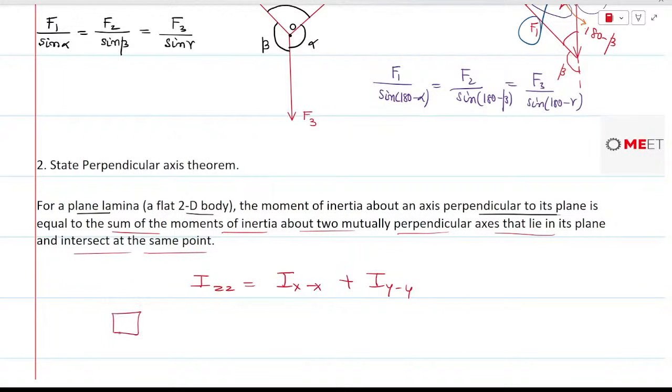So here, if the rectangle is given to us, this is the x-axis and this is the y-axis. The moment of inertia about the z-axis, the axis which is perpendicular to the plane, is the summation of the moment of inertia about the x and y axes which are lying in the plane.